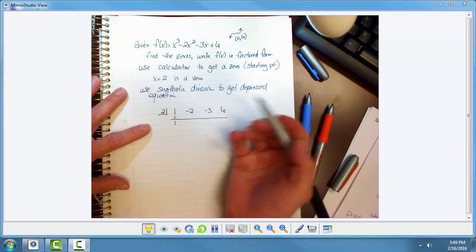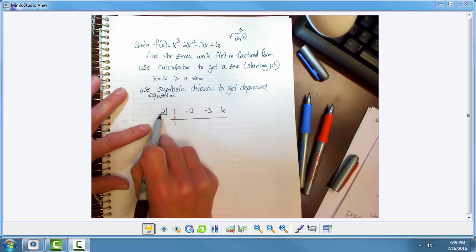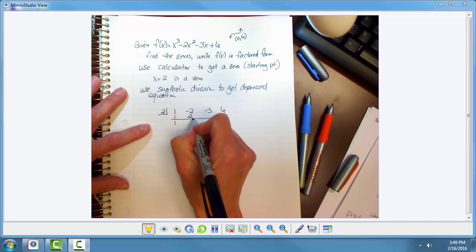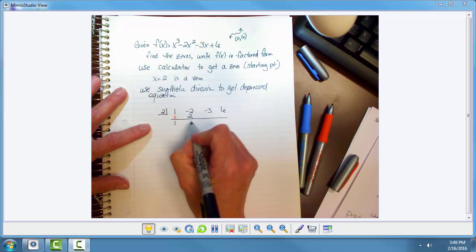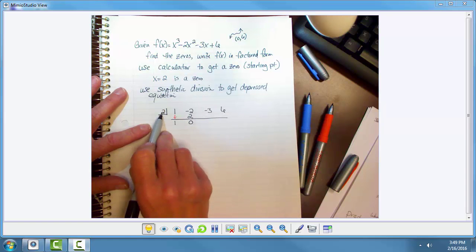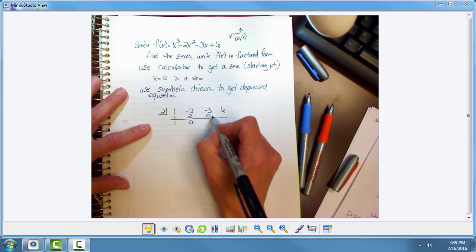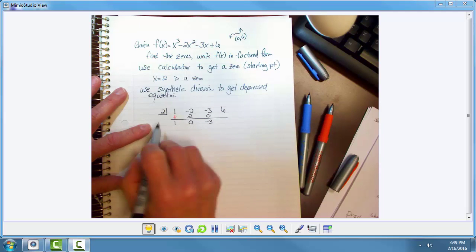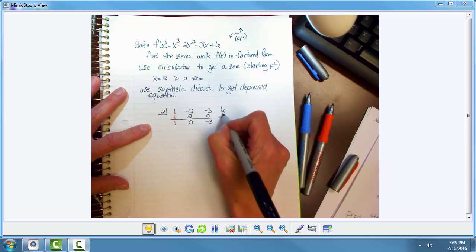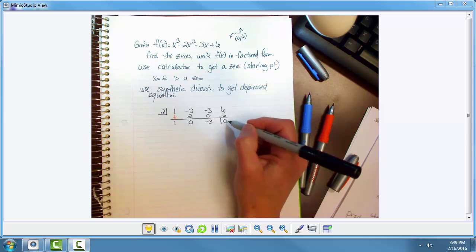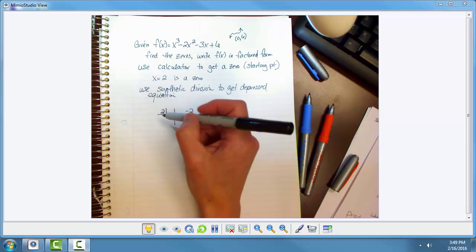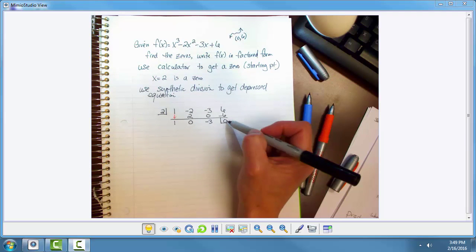And then let's multiply diagonally. 2 times 1 is 2. Add vertically. -2 and 2 is 0. Multiply diagonally. 2 times 0 is 0. Add vertically. -3 and 0 is -3. 2 times -3 is -6. Add, and you get 0. If we didn't get 0, we did something wrong because 2 is a 0, so your remainder should be 0.